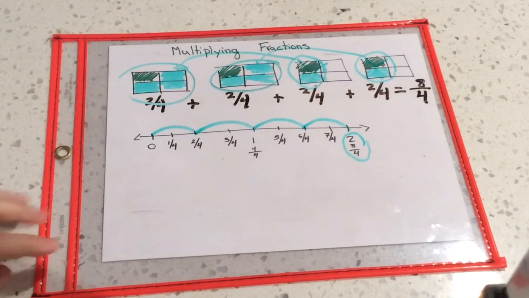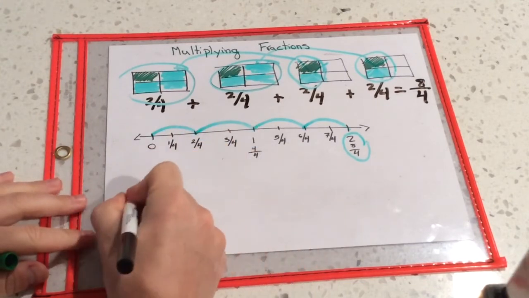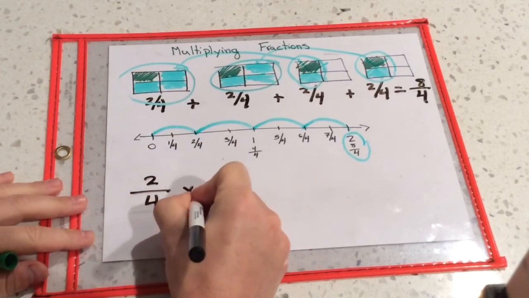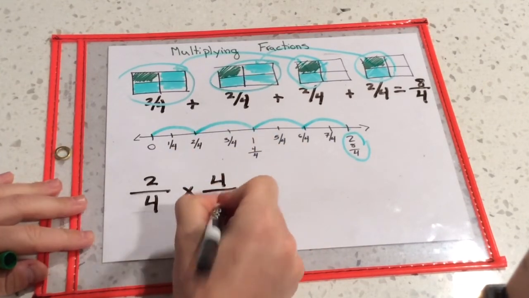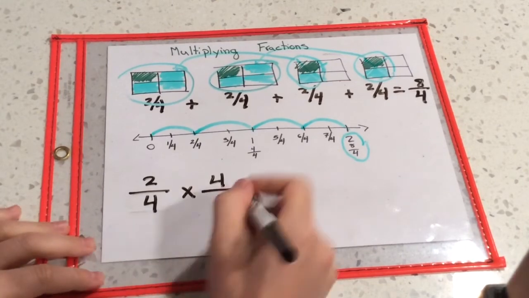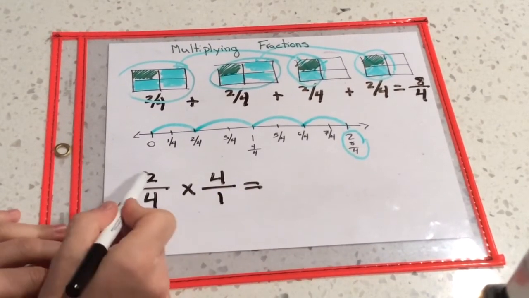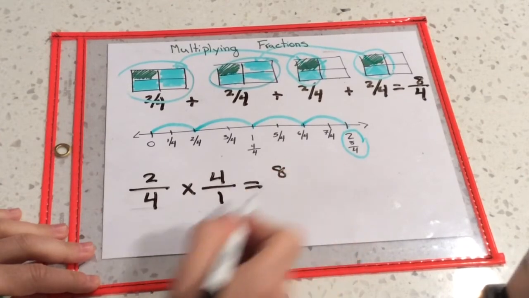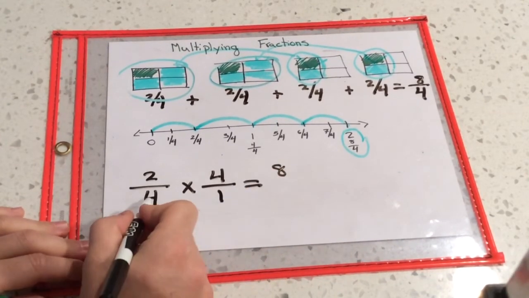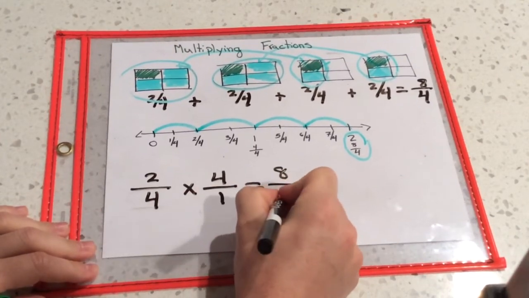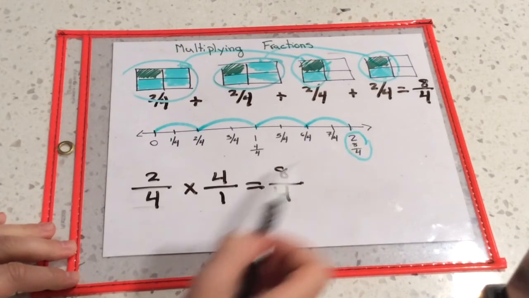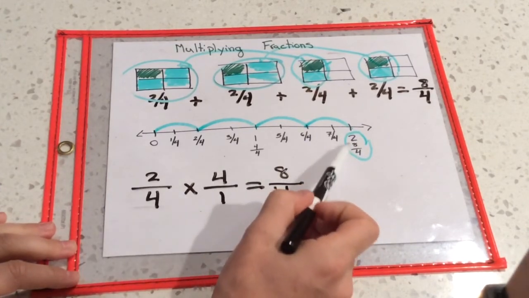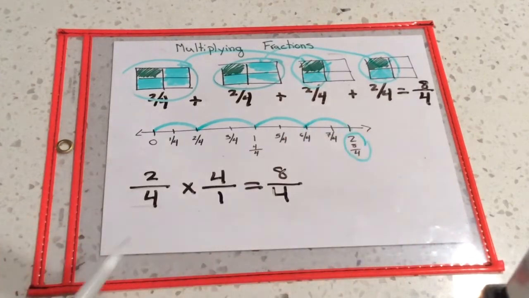And so if we go back to our idea of multiplying fractions, here's 2/4 times 4. I know I can always put 1 in the denominator and not change the value. Numerator times numerator, 2 times 4 is 8. Denominator times denominator, 4 times 1 is 4. So we have 8 fourths using multiplication, 8 fourths on a number line, 8 fourths with a fraction model.